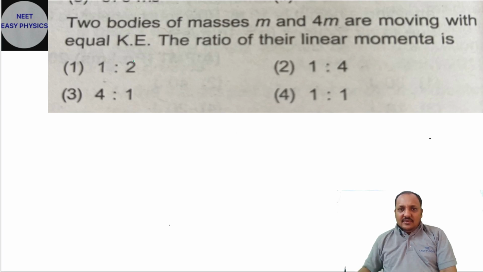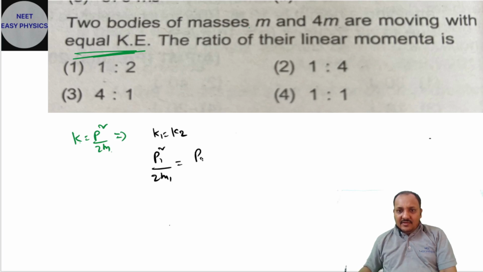Next, see, two bodies of masses M and 4M are moving with equal kinetic energies. Then, the ratio of their linear momentum? Again, K is equal to P square by 2M. So two bodies having the same kinetic energy. Therefore, K1 is equal to K2. P1 square by 2M1 equals P2 square by 2M2.